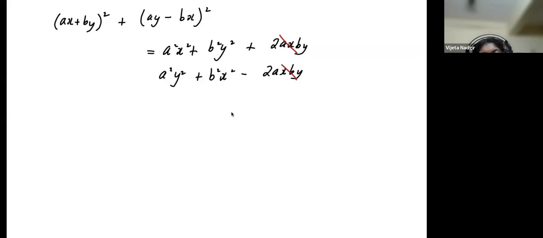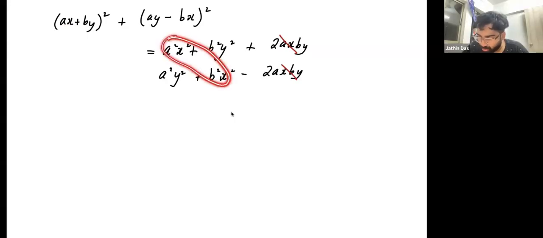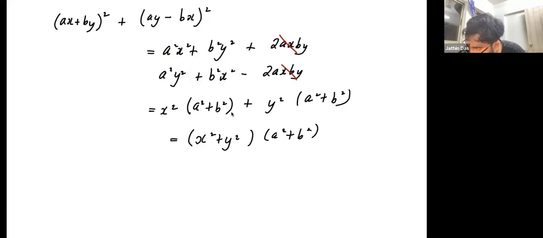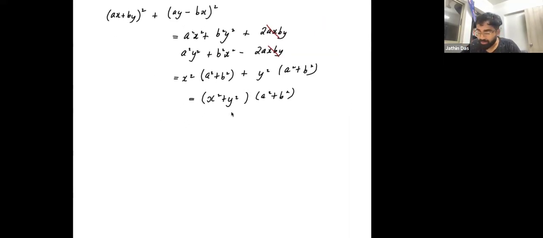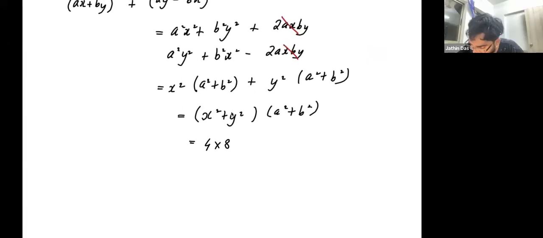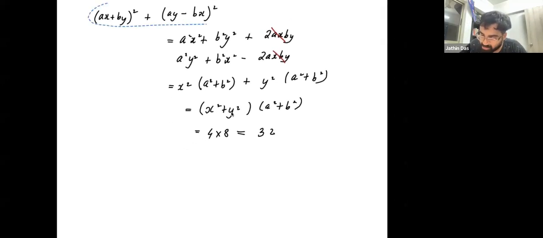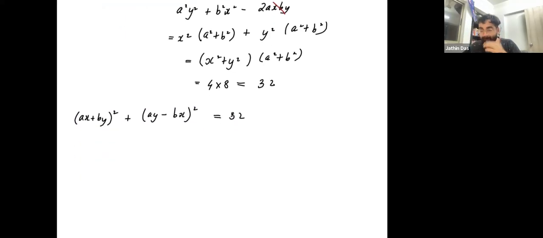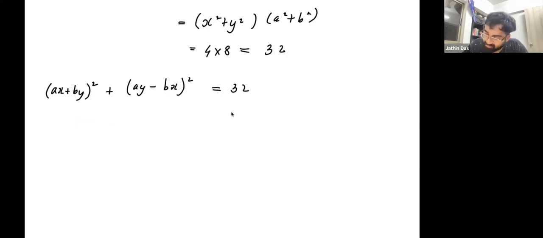Okay. Now if I take x square common here, what do I get? If I take x square common here, a square plus b square, correct. So 8. Plus the other place I take y square common again. So you can factorize it like this. Correct? Okay. Now they have given the value. This is 4, this is 8. So I'll use it. 4 into 8, 32. Now coming back to this, listen, is equal to 32.